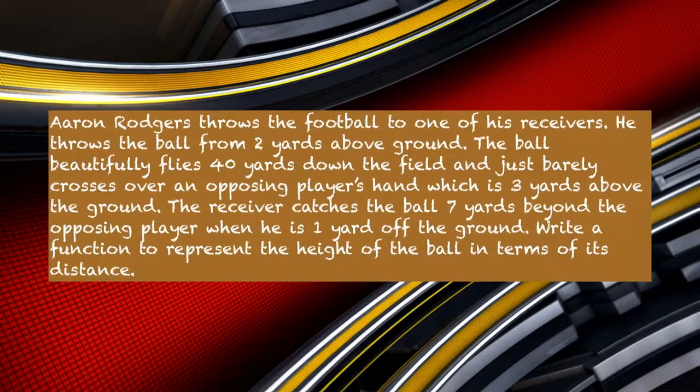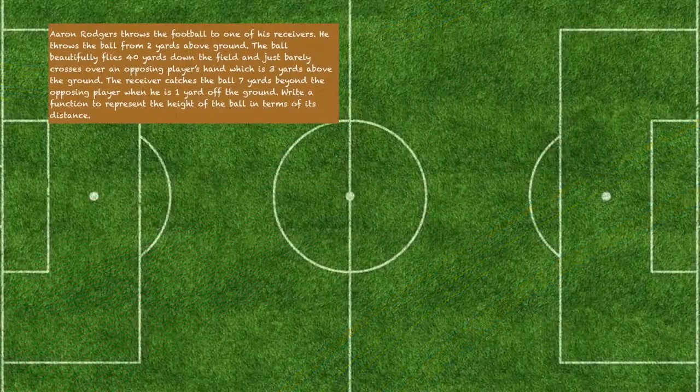All right. Aaron Rodgers, a professional football player, I'm told, throws the football to one of his receivers. He throws the ball from 2 yards above the ground, and the ball beautifully flies 40 yards down the field, just barely crossing over one of the opposing player's hands, which is 3 yards above the ground. The receiver catches the ball 7 yards beyond the opposing player, when he is 1 yard off the ground. We need to write a function to represent the height of the ball in terms of the distance. And you know what? This is always easier when we draw it on a football field.